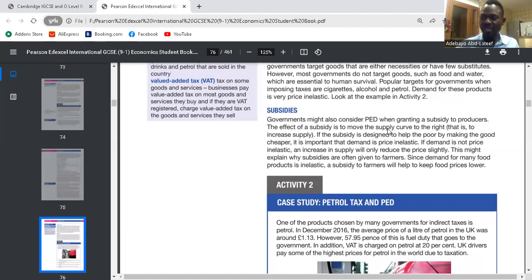So they said, if the subsidy is designed to help the poor by making the good cheaper, it is important that demand is price inelastic. For example, necessities like food, clothing, water, electricity, their price is inelastic. So whatever the price is, we will still buy. So government might give subsidy on those products. Is it clear? Any question about that?